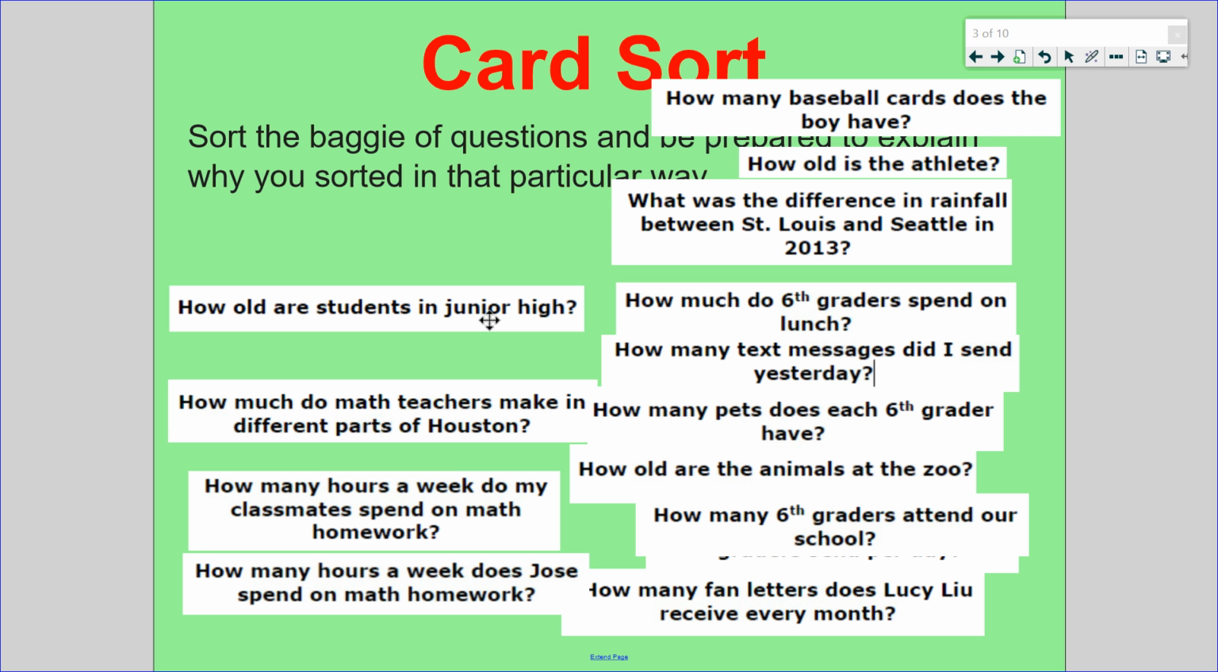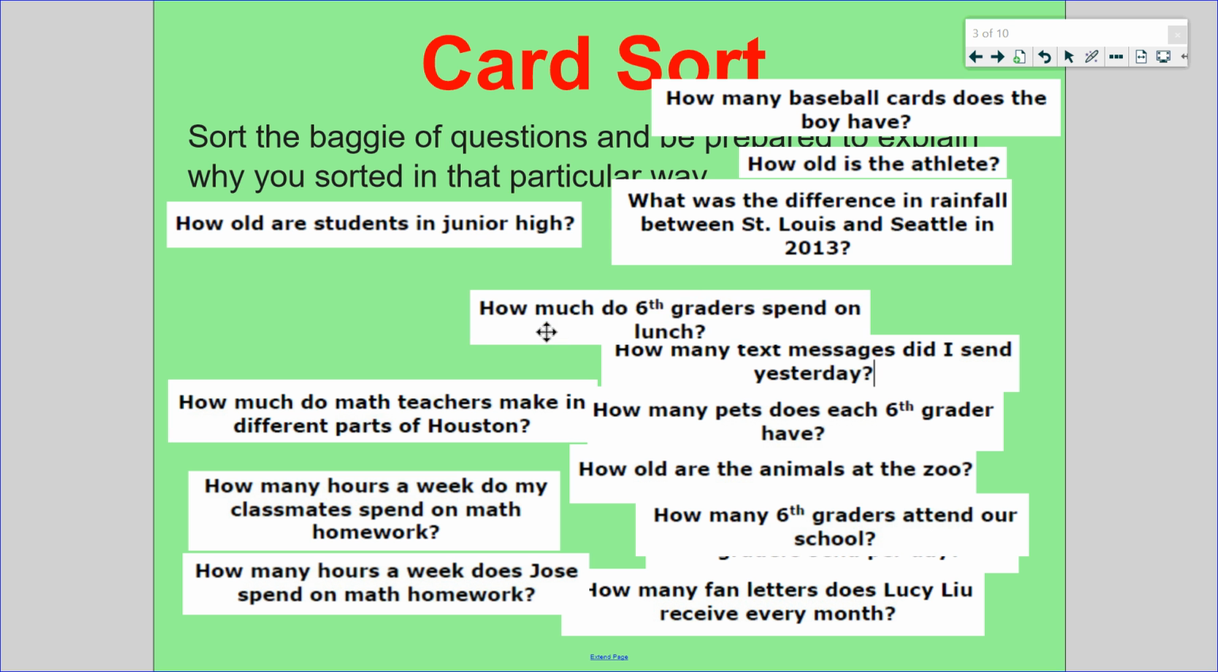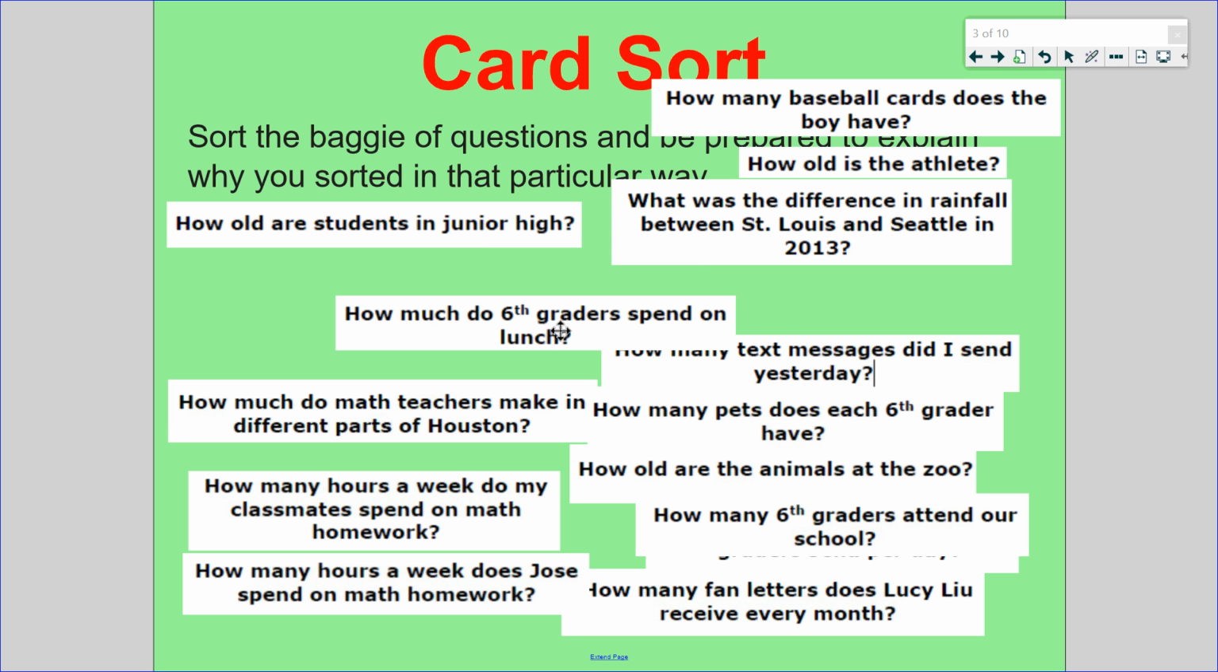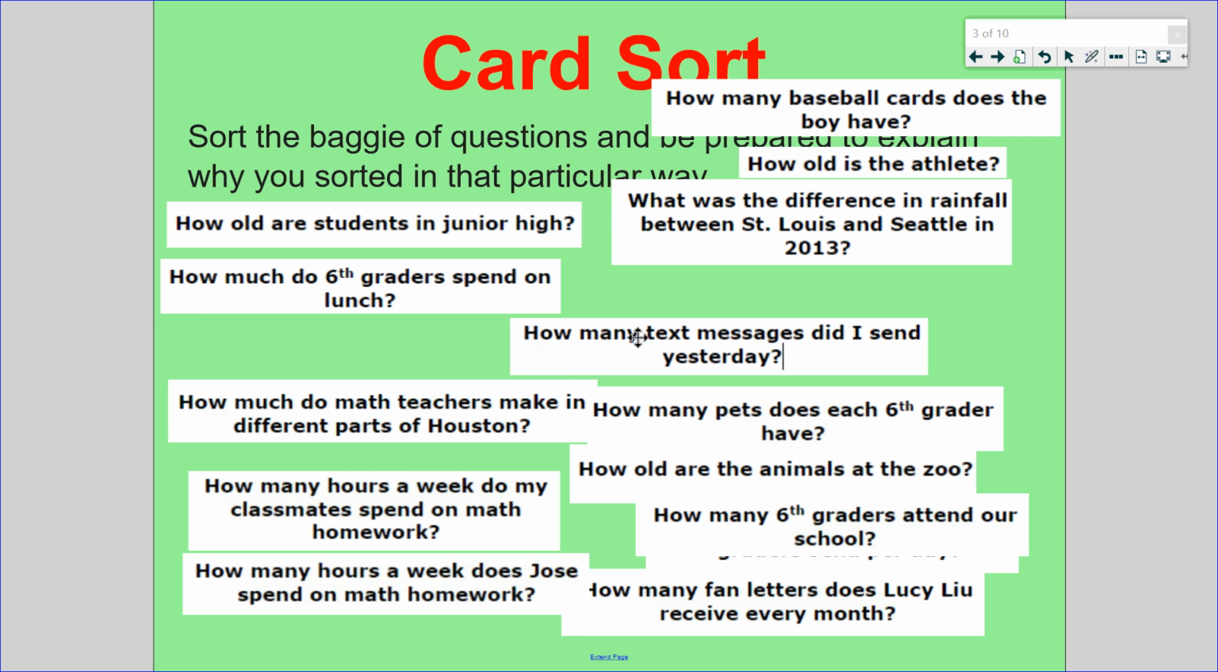How old are students in junior high? They could be 11. I actually had a kid who's 10 years old. It could be 13. Some kids 14. So a variety of answers. How much do sixth graders spend on lunch? Some people bring their lunch to school. Some people spend a lot of money. So a variety of answers. How many text messages did I send yesterday? I sent 10.